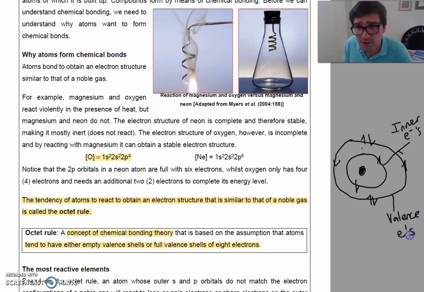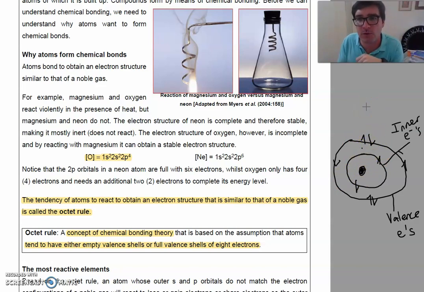Okay, so what this octet rule says is that when we have atoms, they will either want to have 8 electrons in the outer shell, so oxygen will want to gain 2 more electrons so that it has a full outer shell, or it will lose all of its electrons in the outer shell.